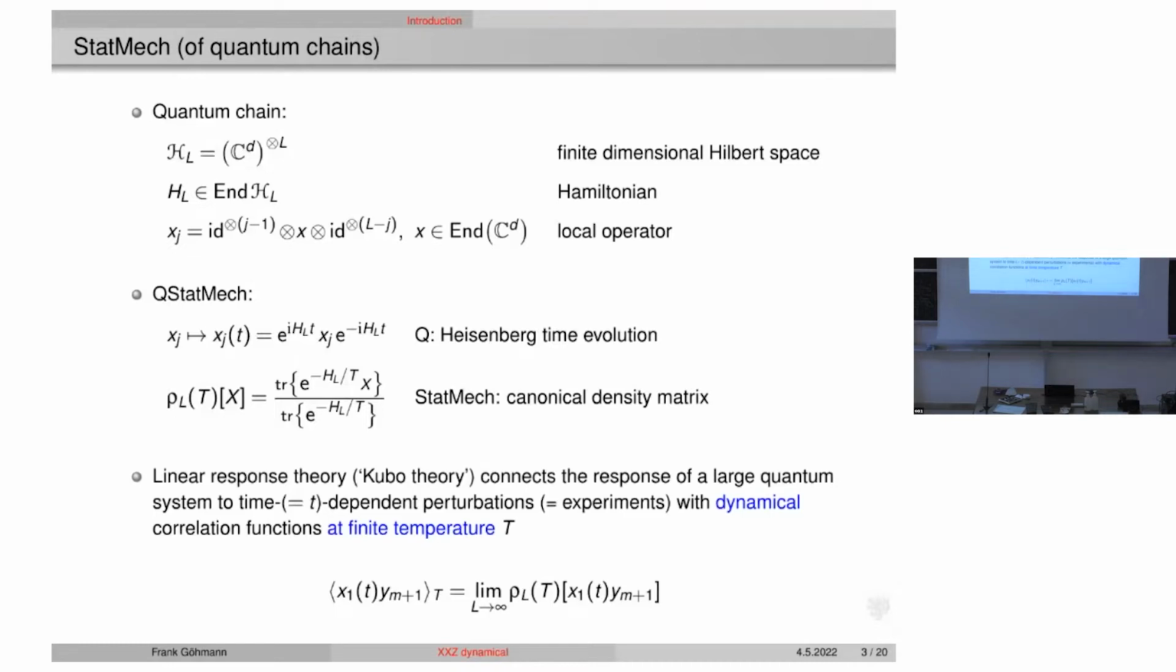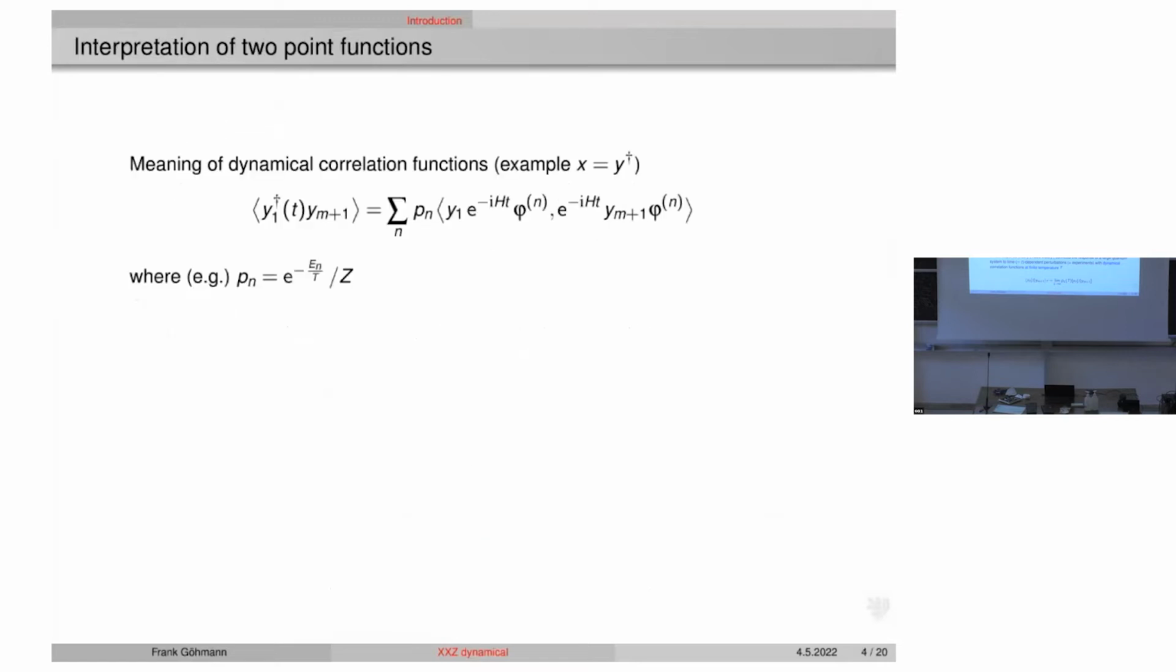More generally, there is something in theoretical physics which is called linear response theory or Kubo theory, which connects the response of a large quantum system to finite time-dependent perturbations with dynamical correlation functions at finite temperature T. And those are typically such two-point functions. Let us look at the intuitive meaning of this. What does it mean to have a two-point function? The main example is when the two operators are Hermitian conjugates of each other, so X is the Hermitian conjugate of Y.